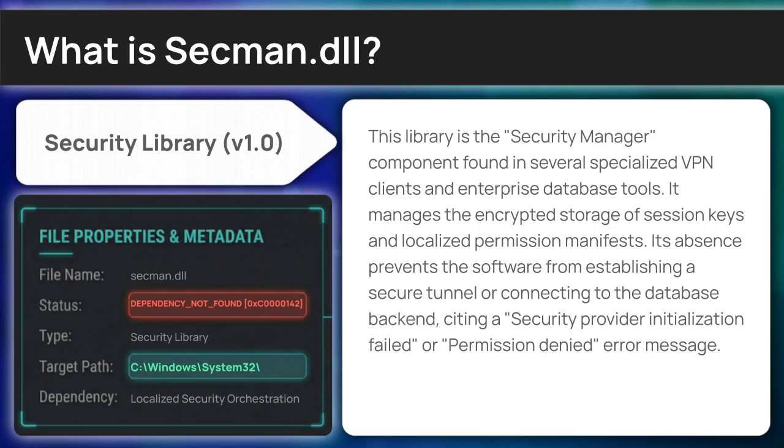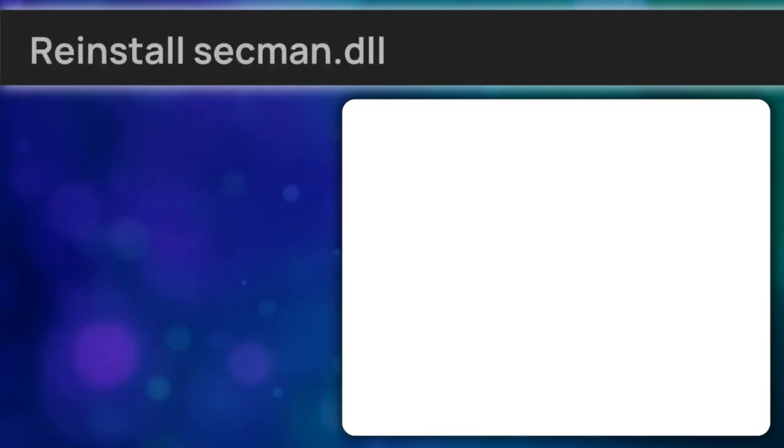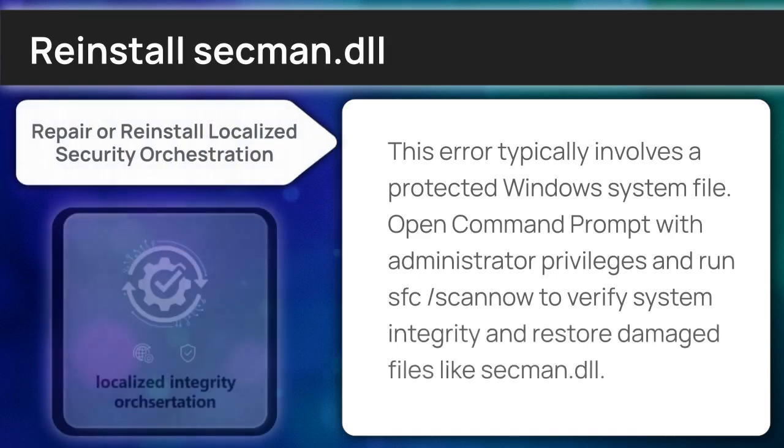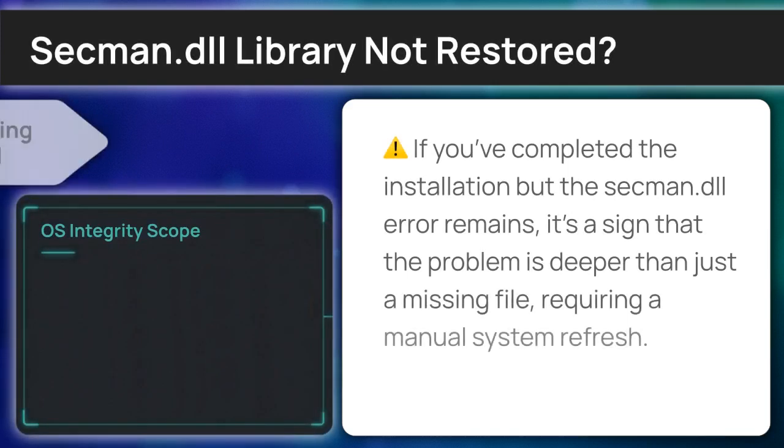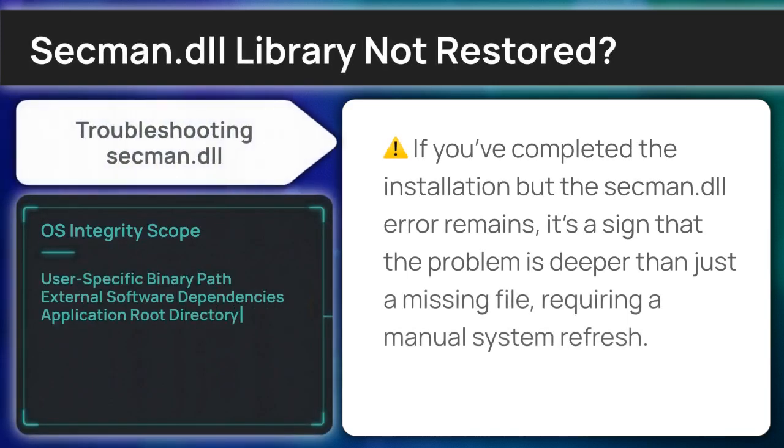Let's transition to the solution, starting with the official Microsoft redistributable. This error typically involves a protected Windows system file. Open command prompt with administrator privileges and run sfc /scannow to verify system integrity and restore damaged files like Security Manager Library DLL. If the error persists despite the new library files, we must verify if a simple synchronization conflict is preventing the file from loading.